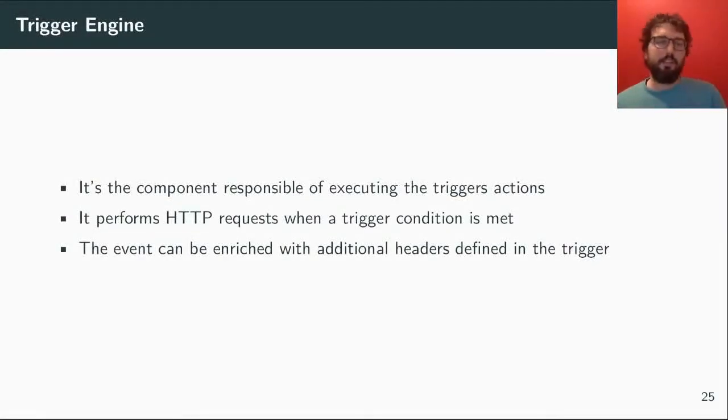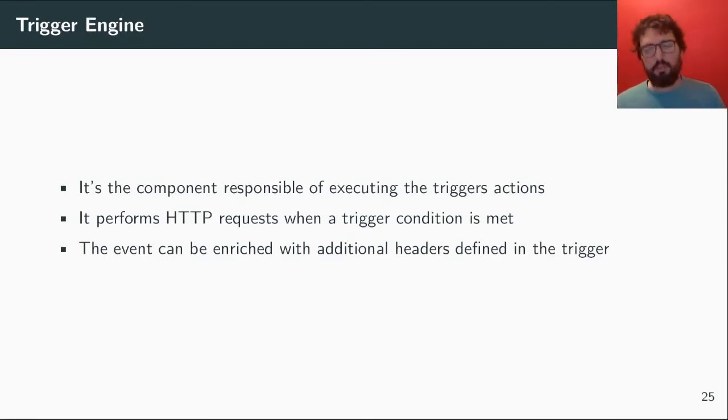So trigger engine is another component, and it's the component responsible for executing the trigger actions. Actually, just the HTTP action, because the publishing on AMQP happens directly inside the data updater plant. And it performs HTTP requests when a trigger condition is met. And the event can also be enriched with additional headers defined in the trigger.